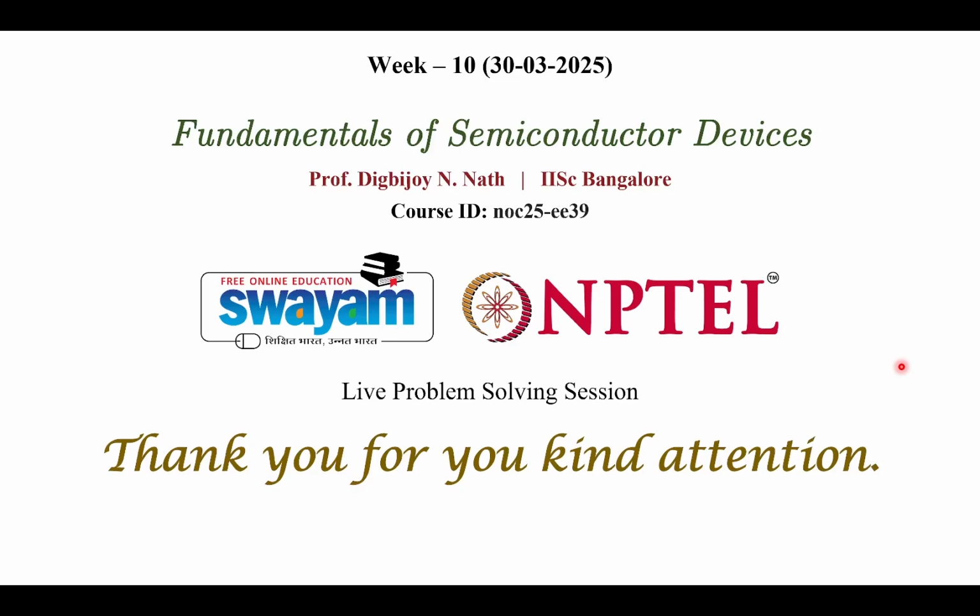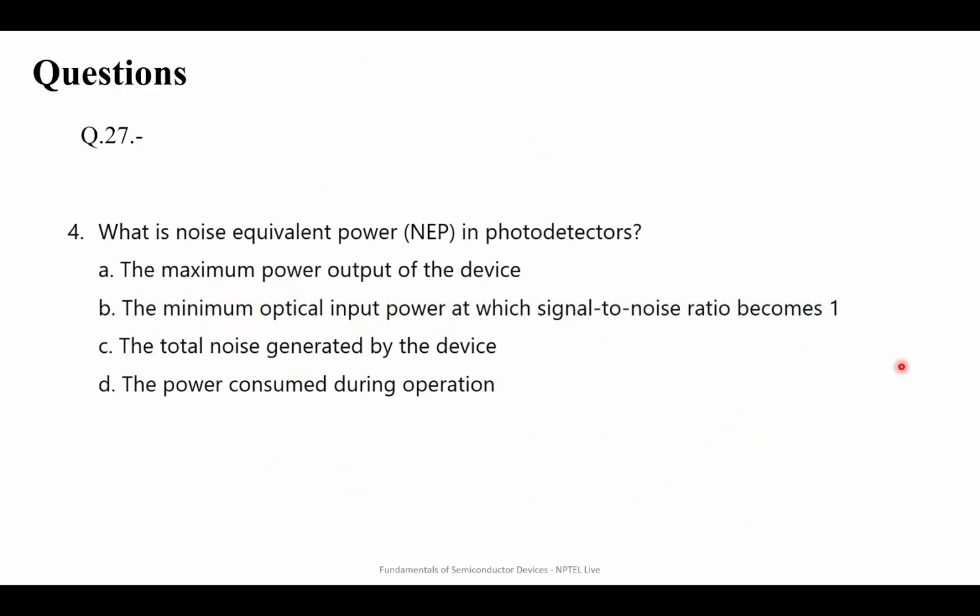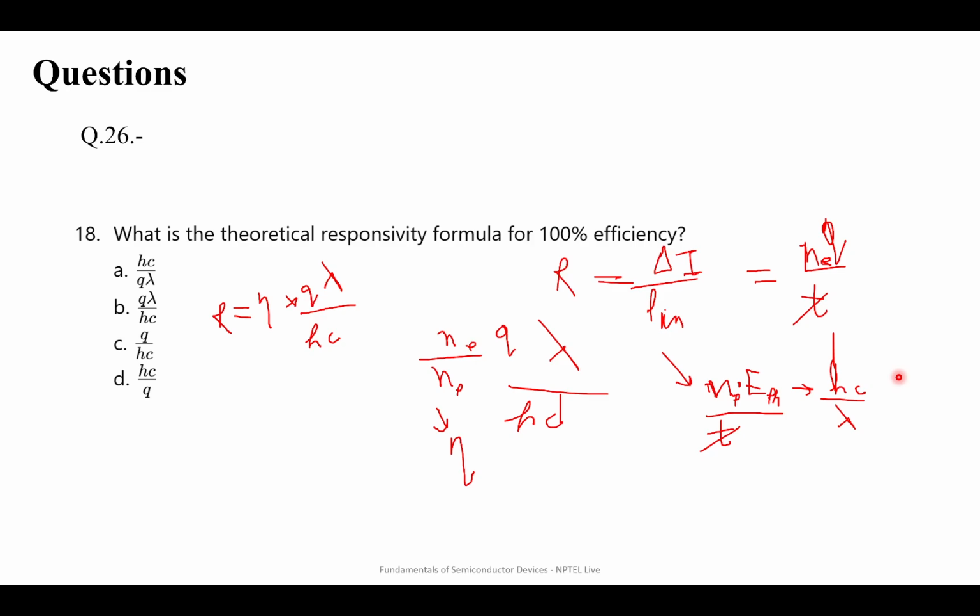So those are the questions I have for today. Thank you, sir. Can you explain question 26, the equation, one more time, sir? Yes. R equals delta I by P, and equals N e q by t. So what is your current? Charge upon time, right?